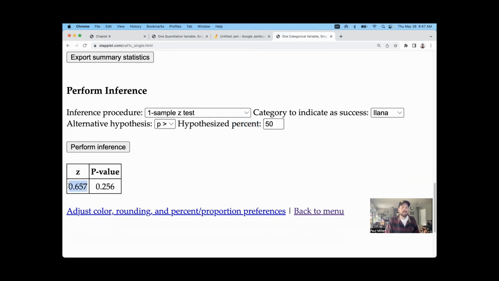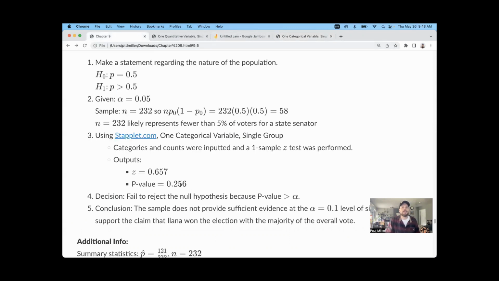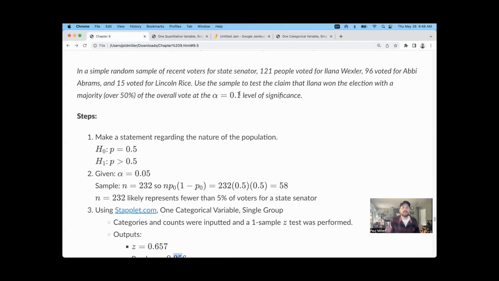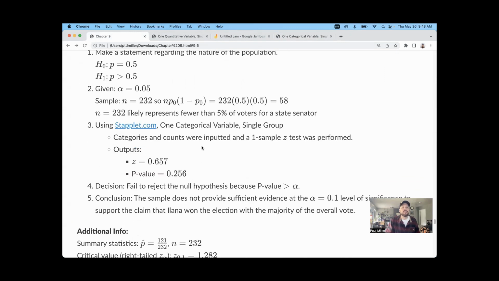So we got a very unremarkable Z. Think of it, like I said, 2 or -2 or beyond is somewhat more remarkable. This is going to happen a quarter of the time if she was right at 50%. So we're really not far enough above it. We have a big p-value in this one, 0.256. We're comparing that to an alpha of 0.1. The p-value is much bigger than alpha, so we won't reject the null hypothesis.